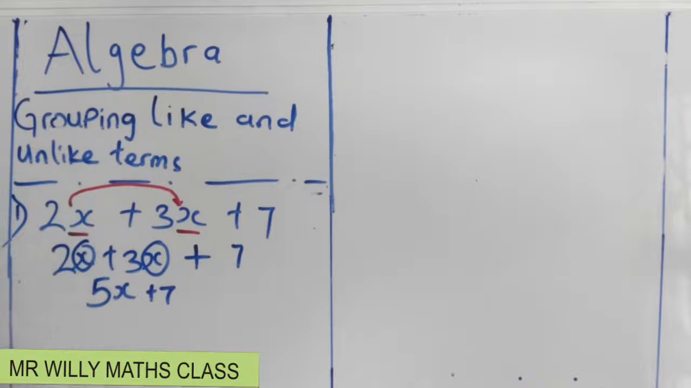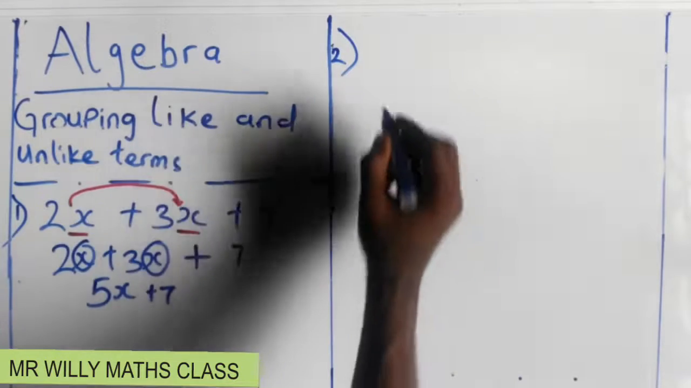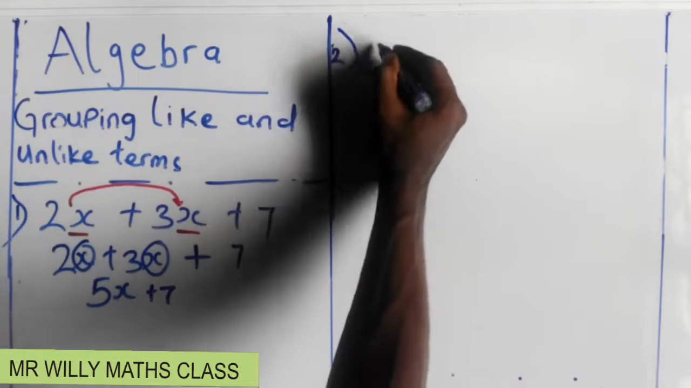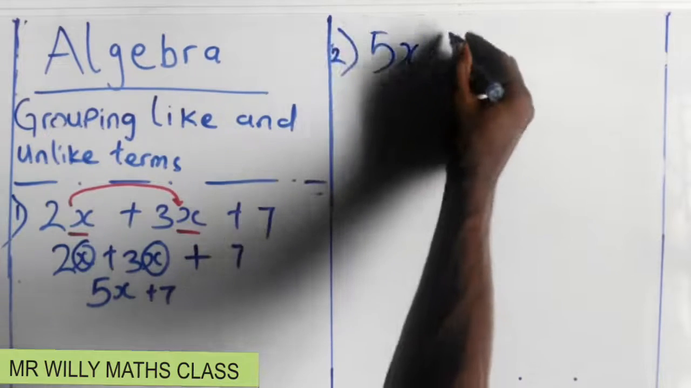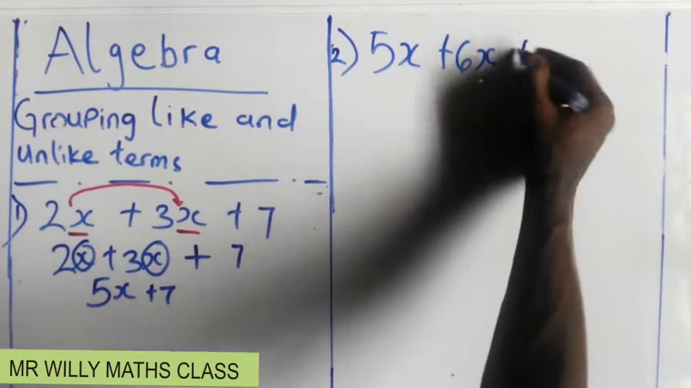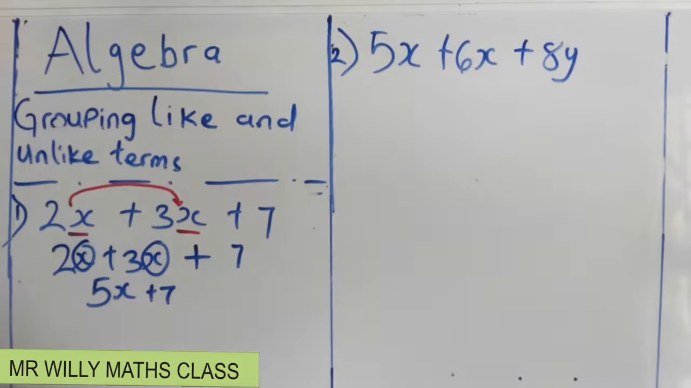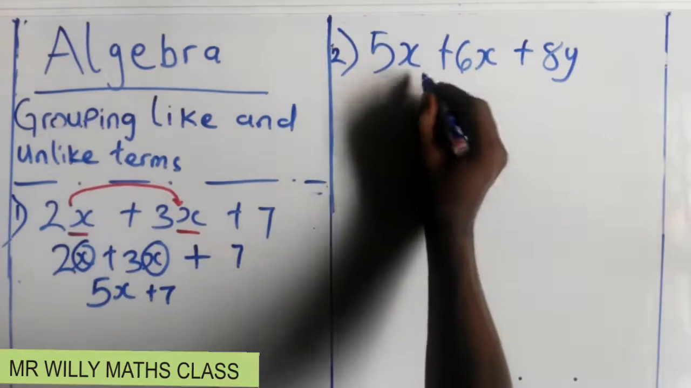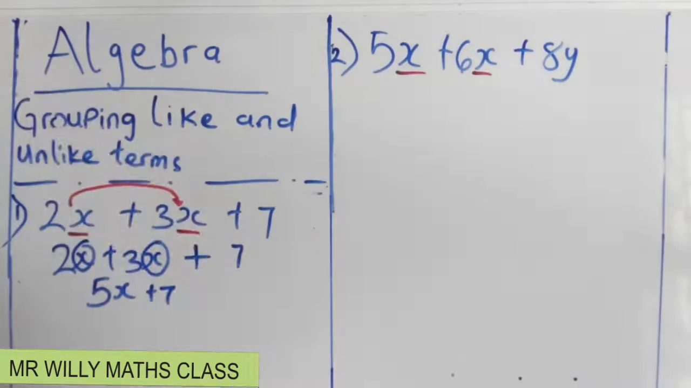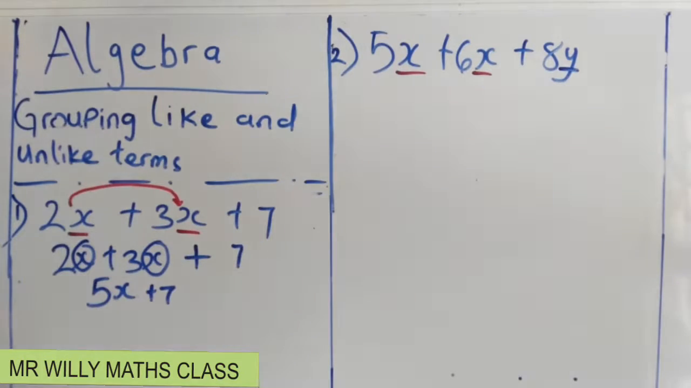Now let's go to a more complex question. Now let's say that you have something like this: 5x plus 6x plus 8y. Now if you look at this algebra statement, we are having two alphabets. We are having x, and we are having y. So we are having term x and term y.